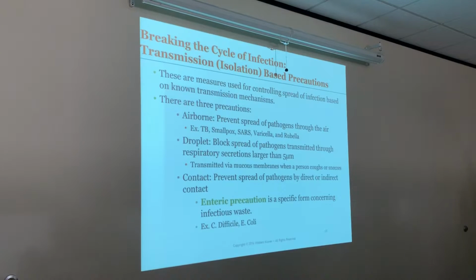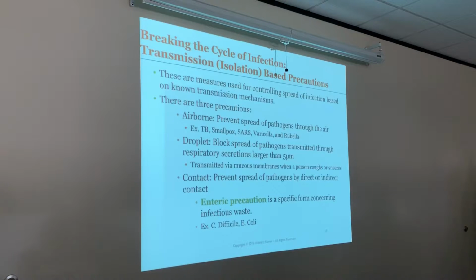Okay? Our second type of isolation or transmission-based precautions is droplet precautions, and that's for blocking the spread of pathogens transmitted through respiratory secretions larger than 5 micrometers. All right. These are transmitted via the mucous membranes when a person coughs, sneezes, spits. You know, that's how you transfer droplets. You want to protect yourself with droplet precautions. Same thing. You may have to wear a mask in there. Or depending on, like I said, when you go to the room, they're going to have signs on the wall to let you know what you should do, how you should be dressed. Okay.